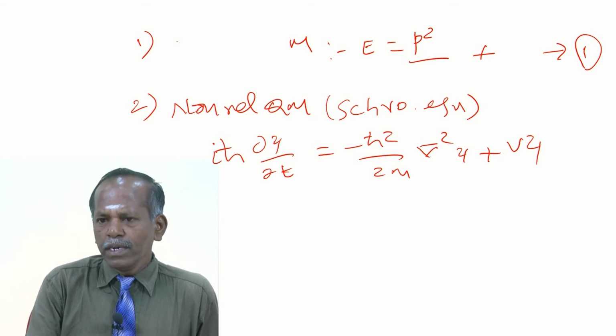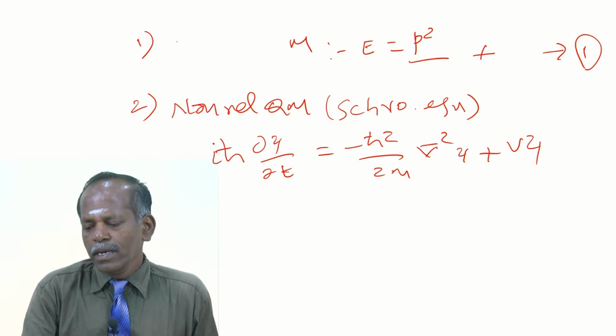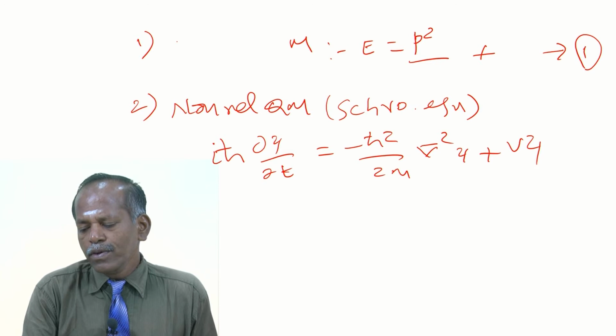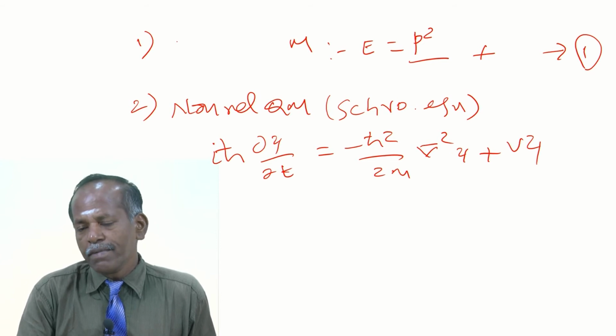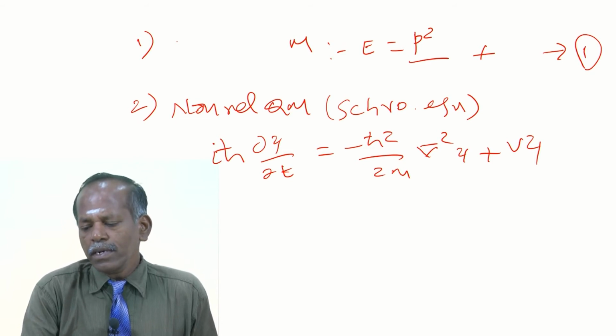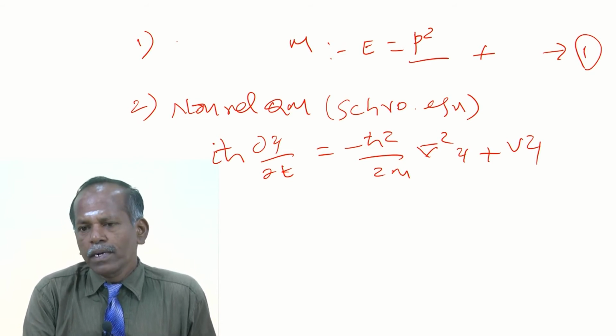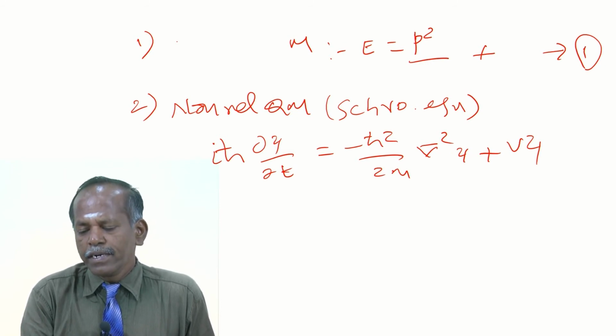If it is removed, then the left hand side is iħ ∂/∂t. ψ is removed in all the terms. So the right hand side becomes minus ħ square by 2m into del square plus V, after removing ψ. So this is the non-relativistic quantum mechanical equation, popularly called Schrodinger's time dependent equation. It has a time factor t. So Schrodinger's time dependent equation.